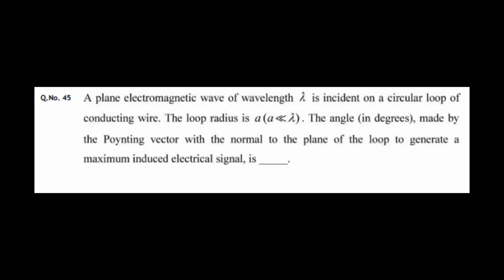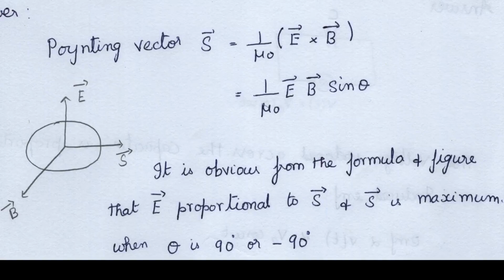Question number 45. A plane electromagnetic wave of wavelength lambda is incident on the circular loop of conducting wire. The loop radius is A, which is very much less than lambda. The angle made by the pointing vector with the normal to the plane of the loop to generate a maximum induced electrical signal is. So in this question, they have given a circular loop of conducting wire on which an electromagnetic wave of wavelength lambda is incident, and the radius of the loop is A, that is very much less than the incident wavelength lambda.